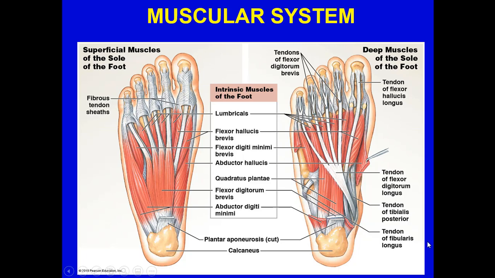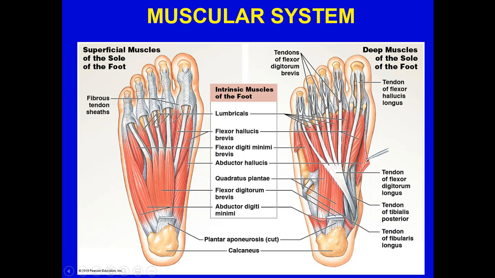Okay, we have the tendon here of the fibularis longus. We've got the tendon of the tibialis posterior here. We've got the tendon of the flexor digitorum longus here. Okay, so they're coming underneath here, but this is deep. Let me move back here and just stay with superficial for a minute.